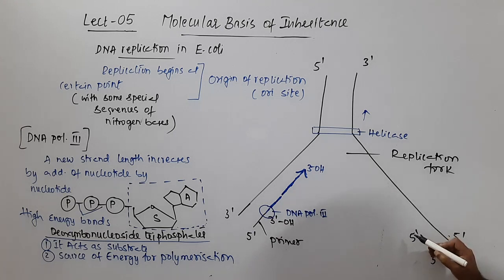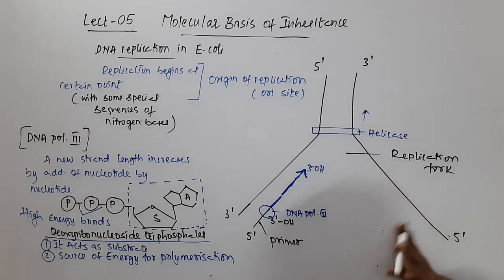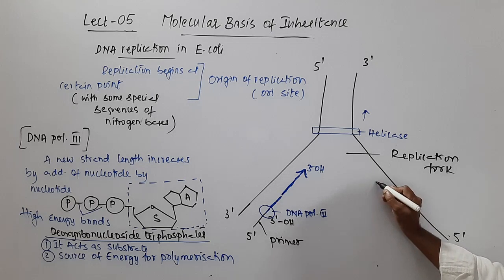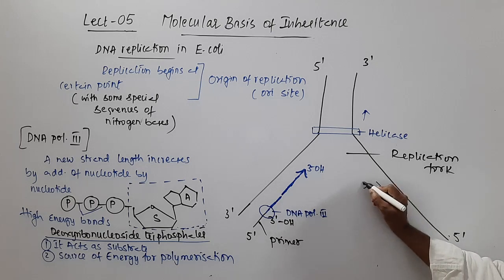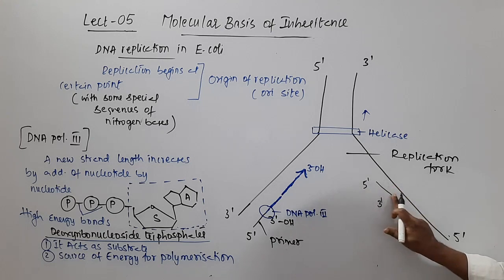Now on the fifth end, this is the fifth end available. This fifth end is of no use because I told you the DNA polymerase 3 will never add a nucleotide on 5 dash. It will add the nucleotide only on the 3 dash, that is the 3 OH end. So hence this primer is formed here, so this is 5 dash and now 3 dash.